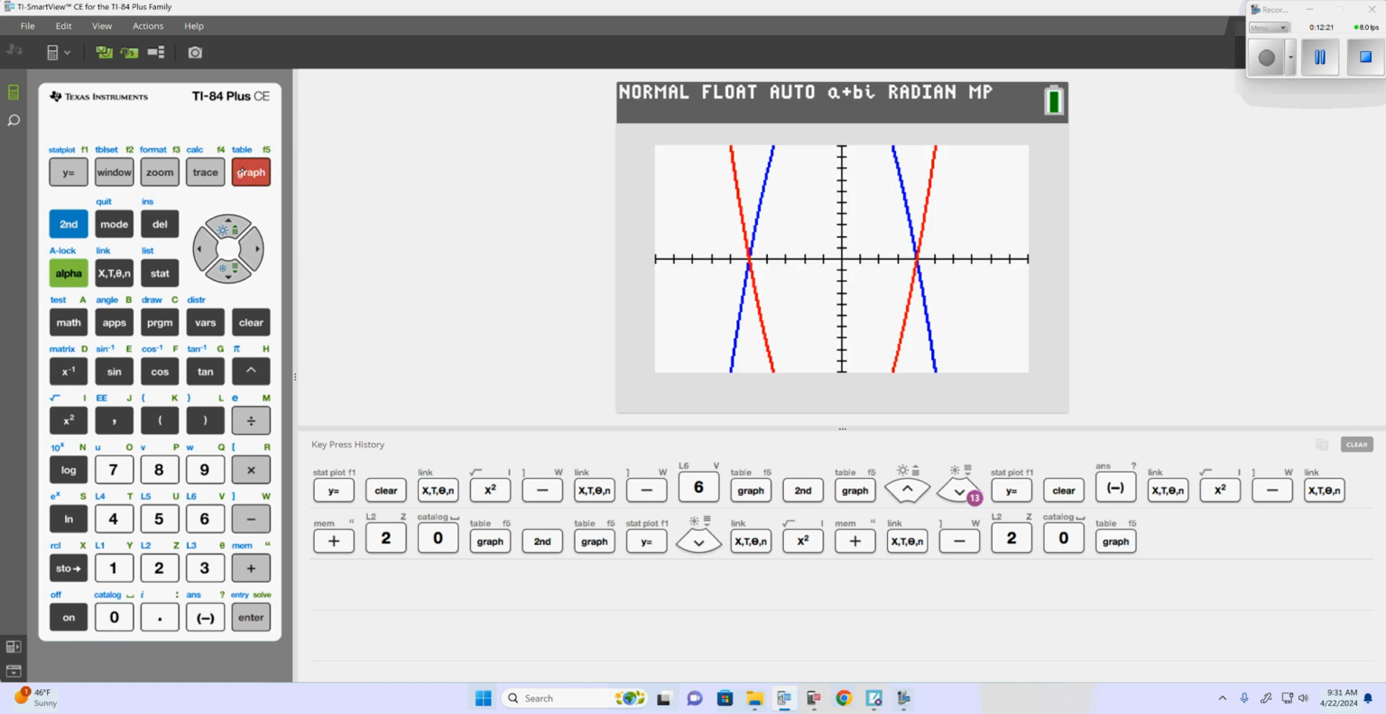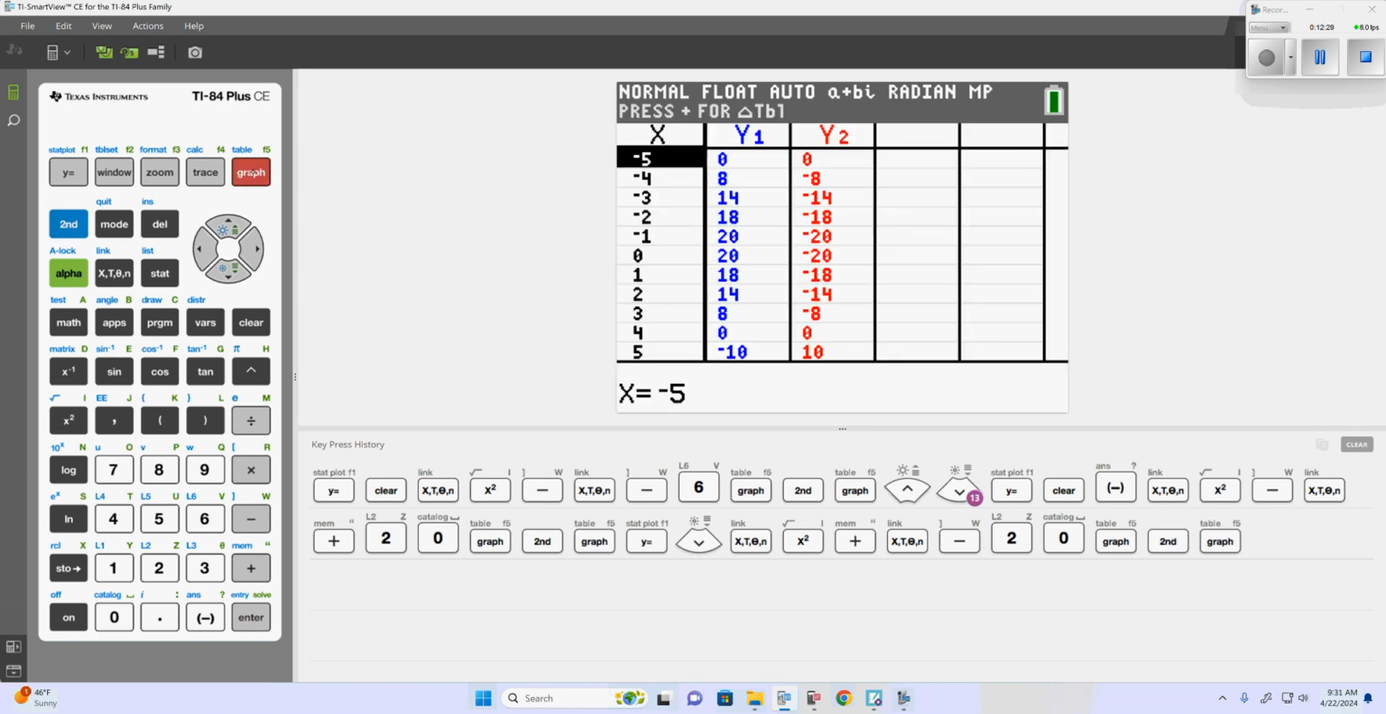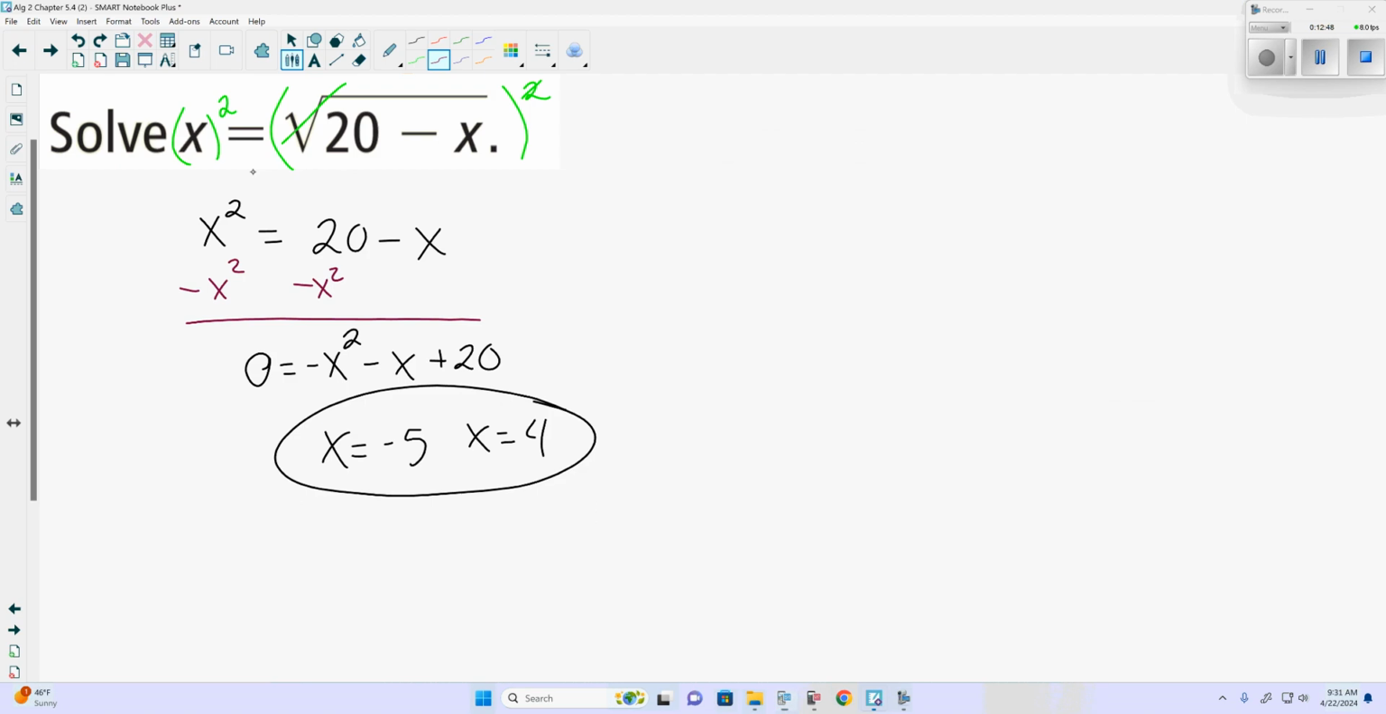Which, for the most part, will give us a different graph. The one in blue is with negative x squared, the one in red is with positive x squared. And they do look different, except at -5 it is indeed 0 for both. At 4, the y value is still 0. Those don't change. All the other values do. But our solutions do not change. We just flip it. Doesn't change the solutions, which is nice. We still get -5 and 4.